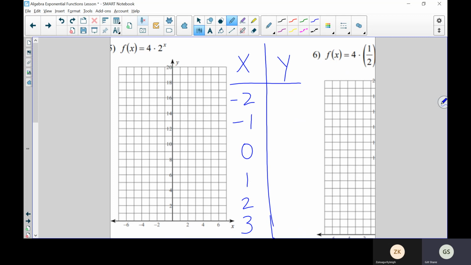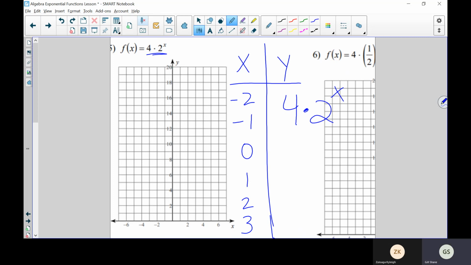And if this is my equation, I can write the equation right here because I'll just erase it. So the equation is this, and I'm just getting it from right here: 4 times 2 to the x power. That's the equation.